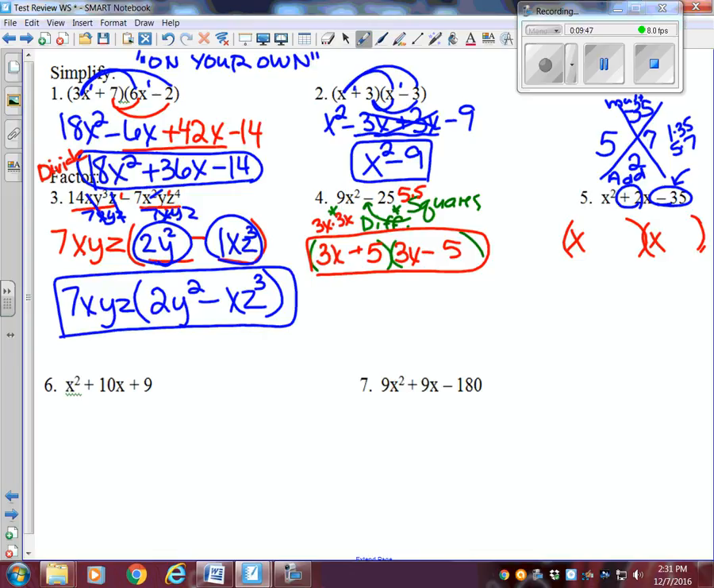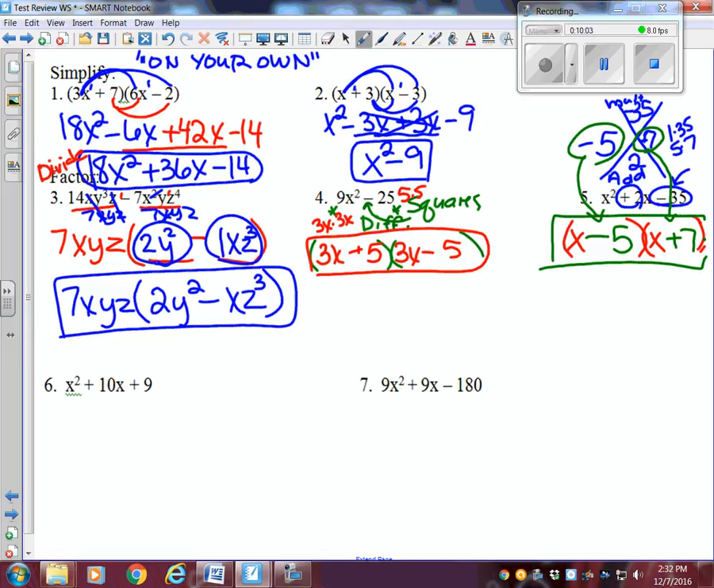That's positive 2, so I need positive 7 and negative 5. Those are the numbers that I use to fill in my puzzle or my factors. Positive 7 goes here, so it was x minus 5 and x plus 7.